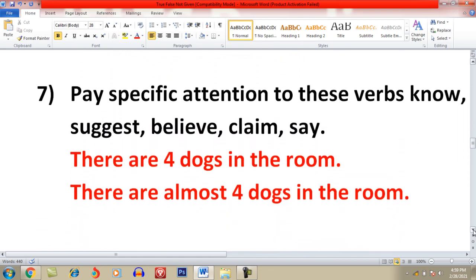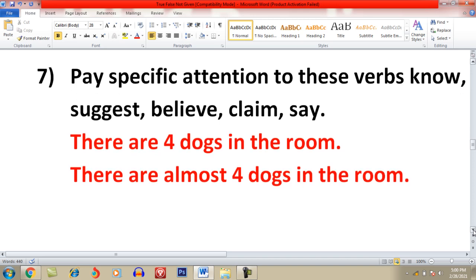Pay specific attention to these words: know, suggest, believe, claim, and say. For example, "there are 4 dogs in the room" and "there are almost 4 dogs in the room" is totally different as compared to the first statement, so be very careful.